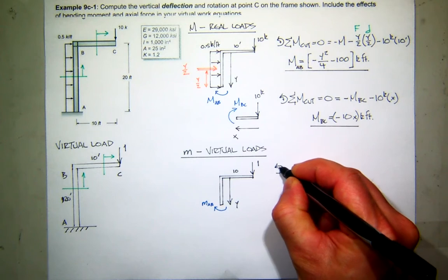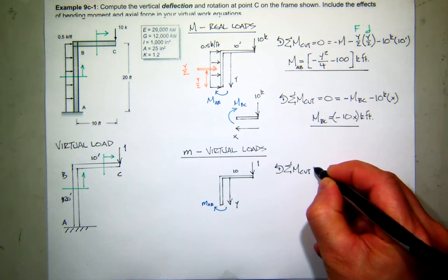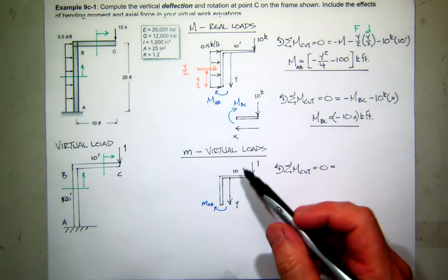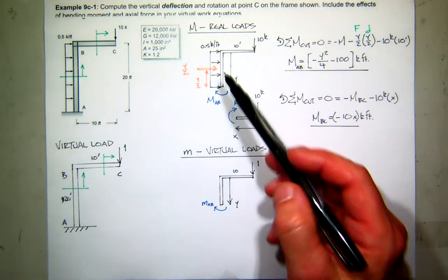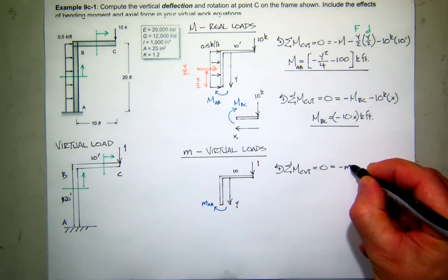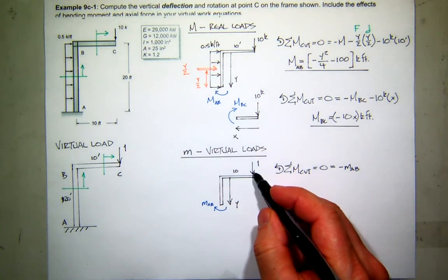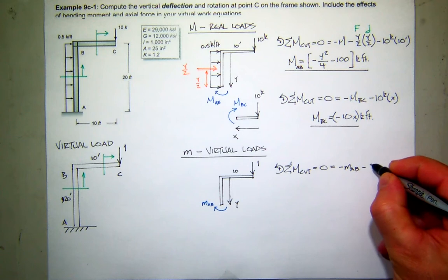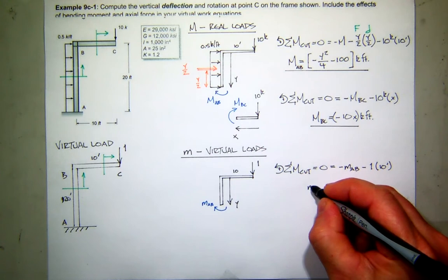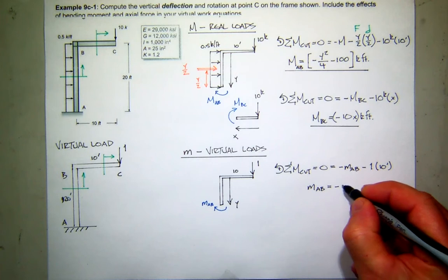So again, I'm going to sum moments, use right-hand rule, and we're going to sum moments at the cut. Make sure it's in equilibrium. So what do we have here? A little less complicated than before for the real system. So again, my real moment is a negative moment, my virtual moment is a negative moment. And about this cut, the virtual force also creates negative moment, and a distance of 10. So it looks like my virtual moment in AB is equal to minus 10.